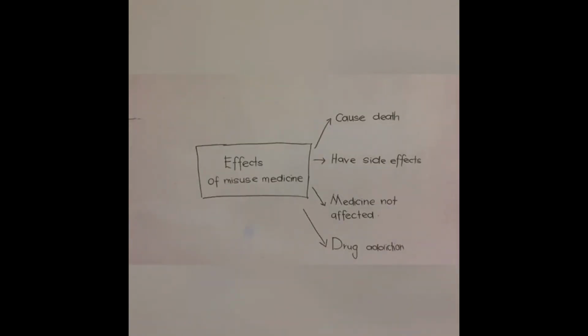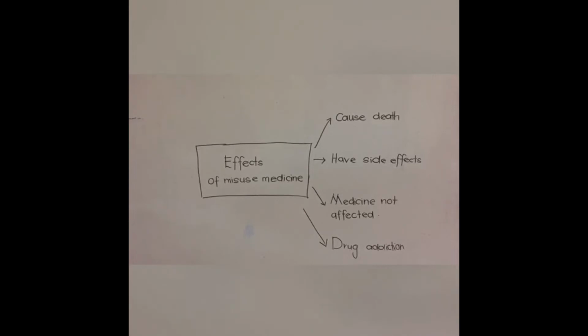Okay, so let's move to the last part of this subtopic, which is the effects when you misuse these medicines or take the wrong dosage. The first one is that it can cause death. Even if you take traditional, modern or complementary medicines, it may cause death if you do not follow the procedure or the dosage. The second one is that you may have bad side effects, such as fever or headache.